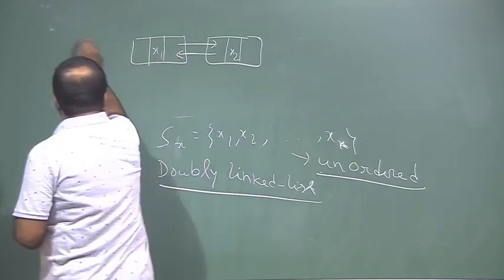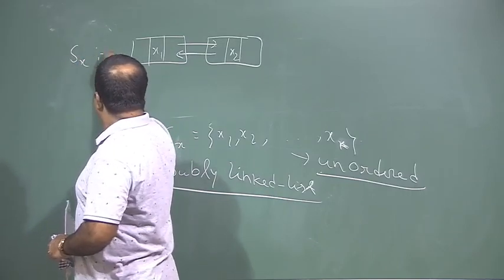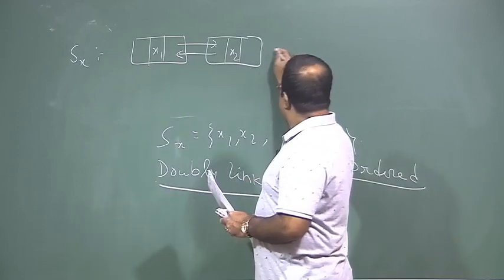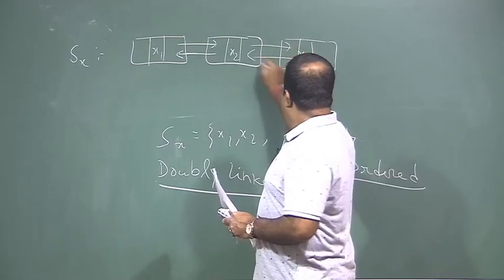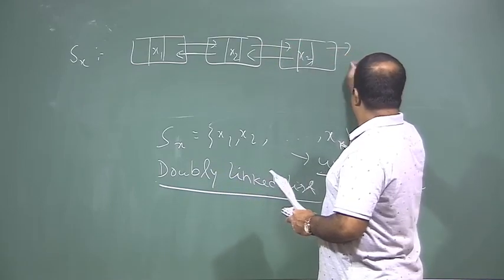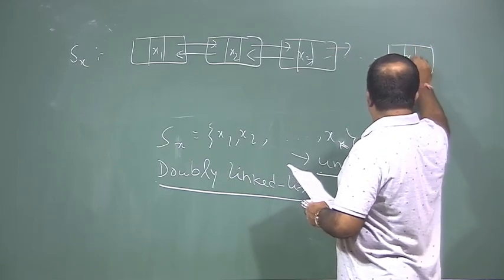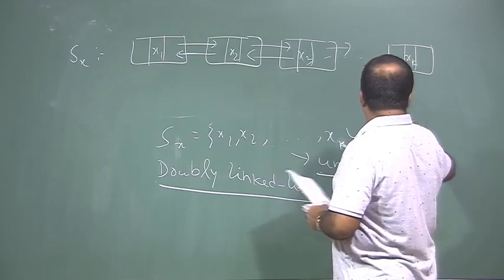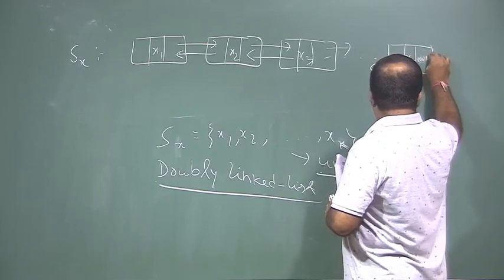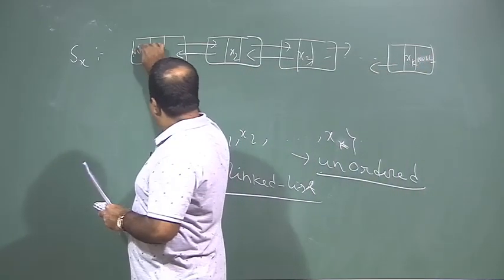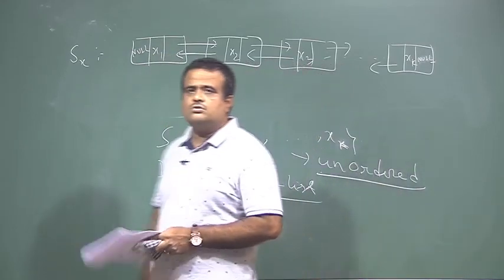Okay. So, this is our S x, I mean the set S x. So we have x3, and so on. Finally, we have x k if there are k elements in the set. We have x k and this is null. This is null, and this is also null because this is the first element. Okay. So, we use this to store the set.